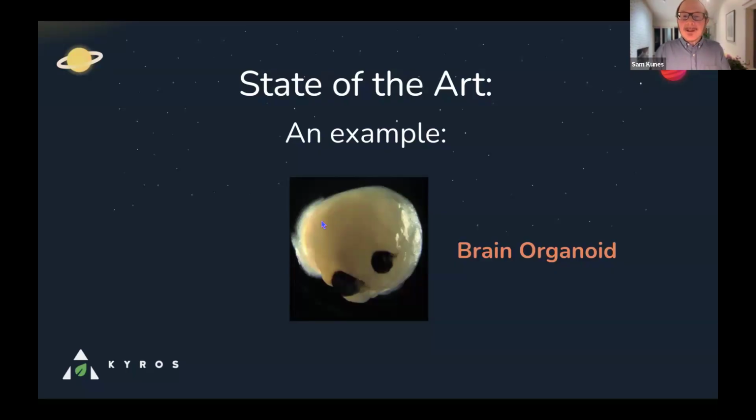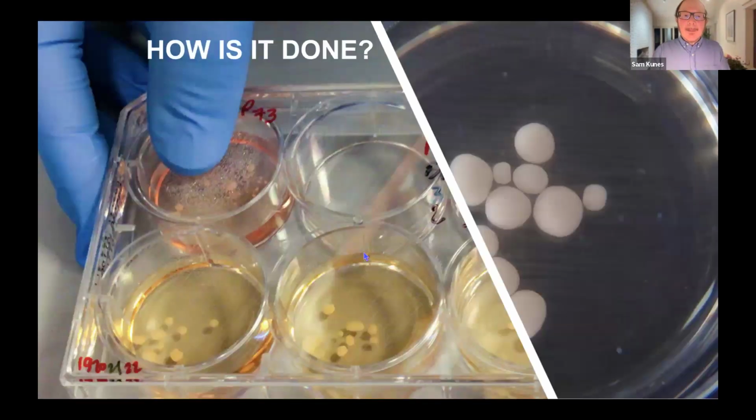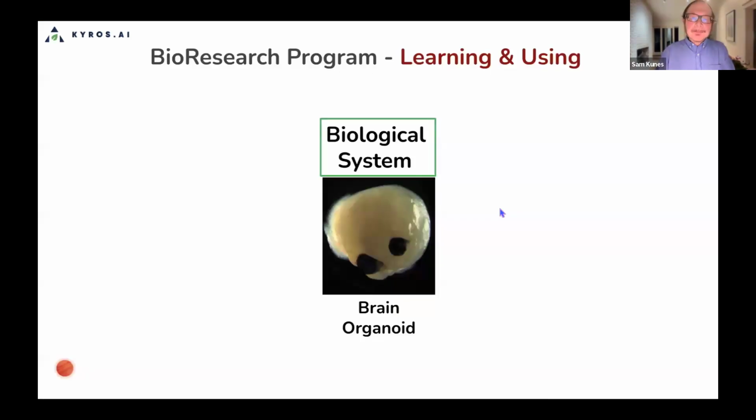But let's consider the knowledge of what a brain organoid is. But there's also the question of, well, how is it made? How is it done? And by learning this, it will be easier for you to understand and remember and to generalize what a brain organoid actually is.